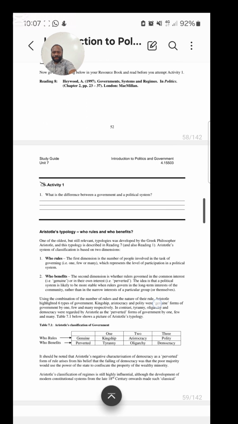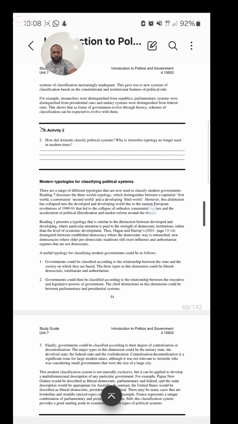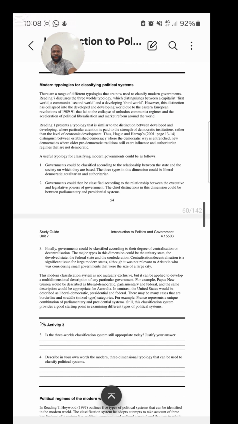Now, I won't go through the introduction. I believe you should go through the introduction in your own time, but like I always do, I will go through specific discussions that are in line with the objectives here. So we'll start our discussion on page 53, and we look at Aristotle's typology.